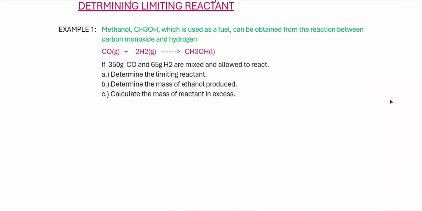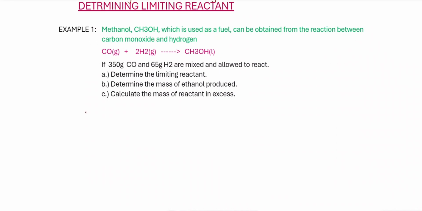Example 1: methanol, CH3OH, which is used as a fuel, can be obtained from the reaction between carbon monoxide and hydrogen. Then we have our chemical reaction, CO plus H2 forming CH3OH, and the reaction is balanced, so it's okay. If 350 grams of carbon monoxide and 65 grams of H2 are mixed and allowed to react: A, determine the limiting reactant. B, determine the mass of methanol produced. C, calculate the mass of reactant in excess.